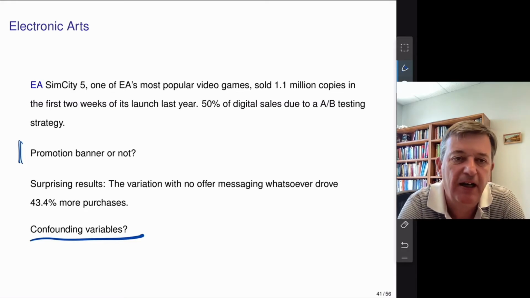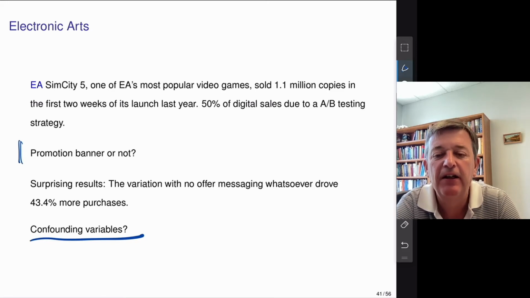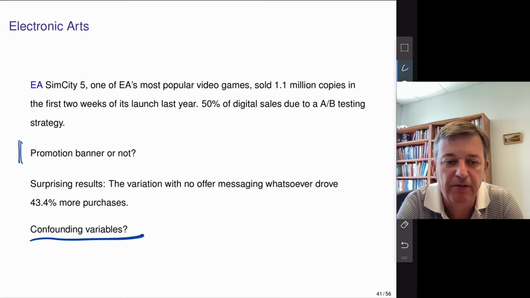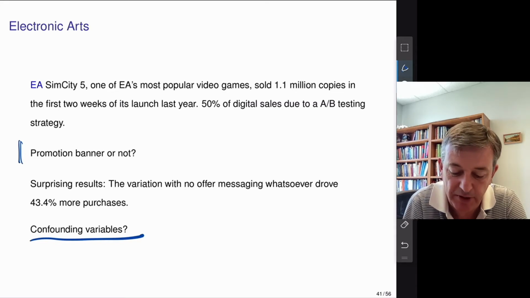So here was an Electronic Arts example. Again, if you click on the link, you'll see a story. So again, your conclusions are only as good as your data collected, and if you've missed confounding variables, your X bars are going to get it wrong.